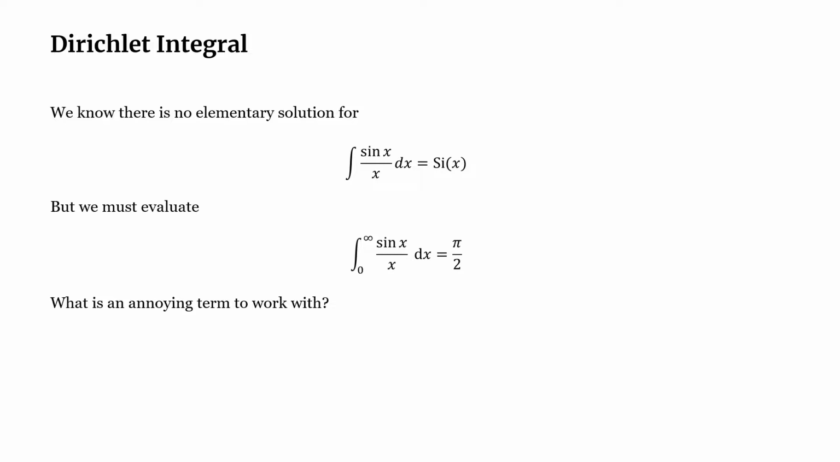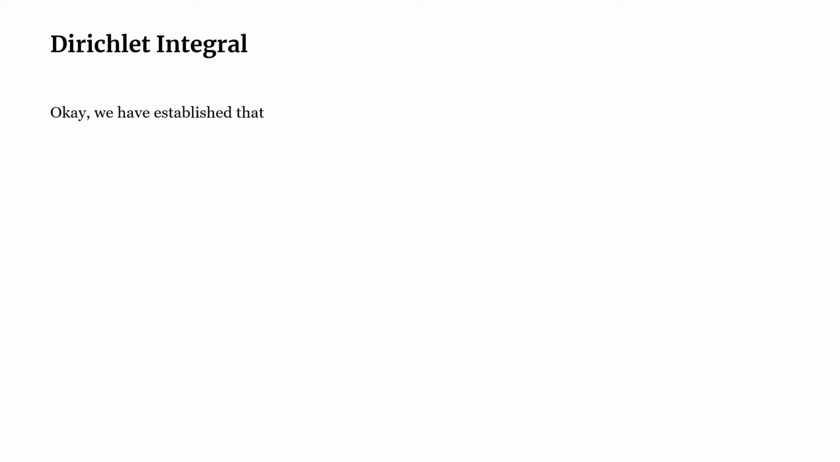If I have sine x over x and I want to integrate that, the annoying part here, my friend, is actually who? Very good. 1 over x is very annoying. Okay, so we have established that for the evaluation of the integral, we want to get rid of the 1 over x. If you can get rid of it, that would be lovely, right?